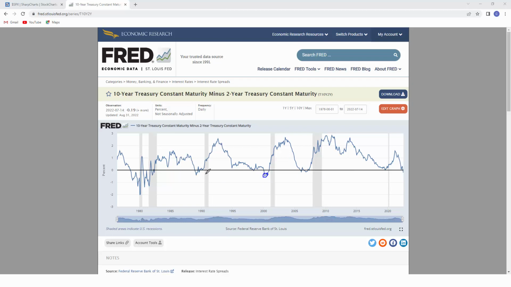Back in the 90s, we had a recession. We had the inverted yield curve just prior to that. Back here in the 80s, we had a couple of recessions, and of course, we had the inverted yield curves just prior to that, and so on. Notice that through the entirety of the 2000s, we never had that inverted yield curve. The only time it hit was right before the recession in 2020.